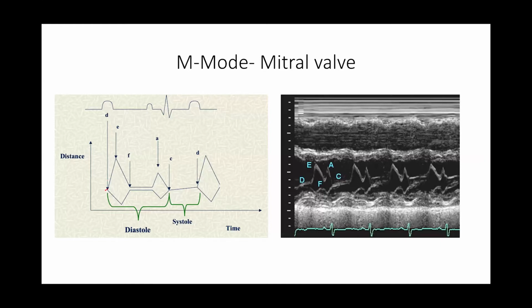You can see this is E, this is A, and this is the anterior valve leaflet, and this is the posterior mitral valve leaflet. And this is the opening of the mitral valve, and so this is normal. So always look for E and A, and this is the mitral valve closure here. Sometimes if you have prolapse, you would see the prolapse here.